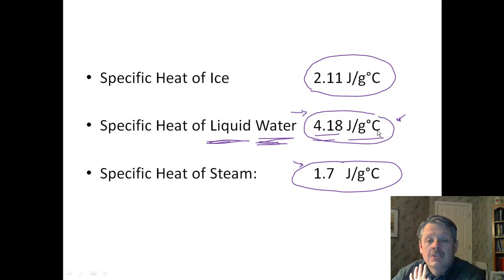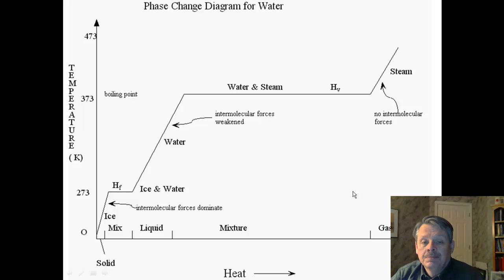So it takes less energy to heat up 1 gram of ice. It only takes 2.11 joules to cool or heat 1 gram of ice 1 degree centigrade, when it's still ice, okay? We're not talking about changing from ice to water, when it's just ice. When it's a liquid water, it takes 4.18 joules to heat 1 gram 1 degree centigrade. But if it's steam, it only takes 1.7 joules to heat 1 gram of steam 1 degree centigrade. Now, in every case, there's still water, right? But one's a solid, one's a liquid, one's a gas.